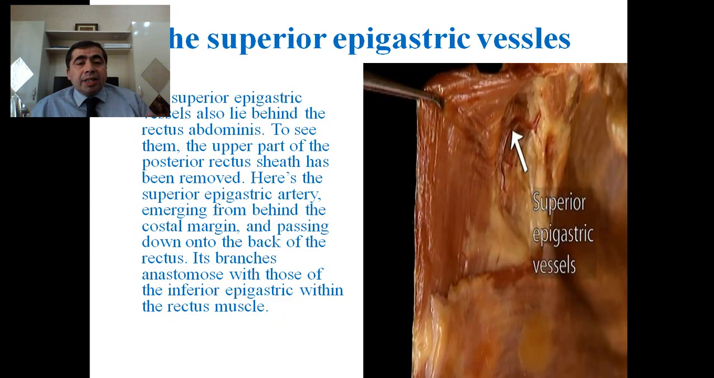The superior epigastric artery is the continuation of the internal thoracic artery. The superior epigastric vessels are also lying behind the rectus abdominis within the rectus sheath. To see them, the upper part of the posterior rectus sheath has been removed. Here is the superior epigastric artery emerging from behind the costal margin and passing down onto the back of the rectus. Here, its branches anastomose with those of the inferior epigastric within the rectus muscle.